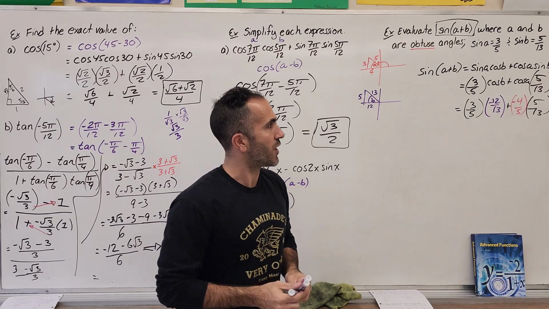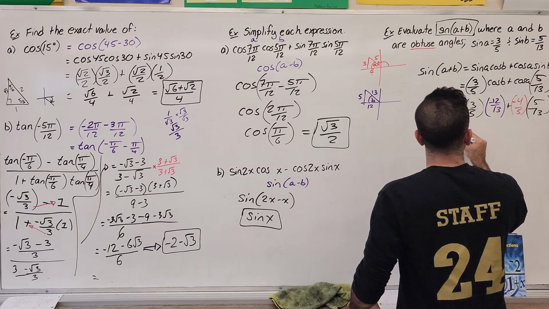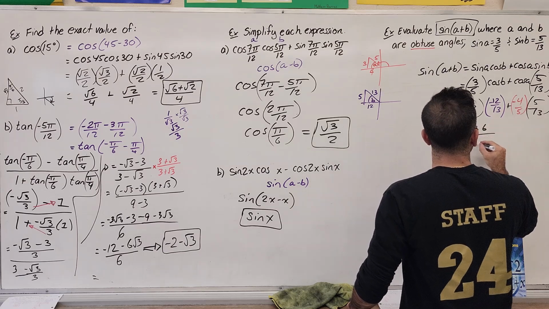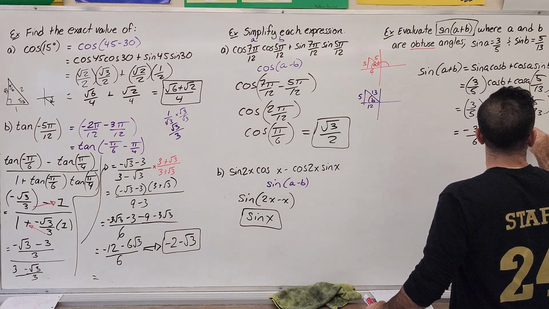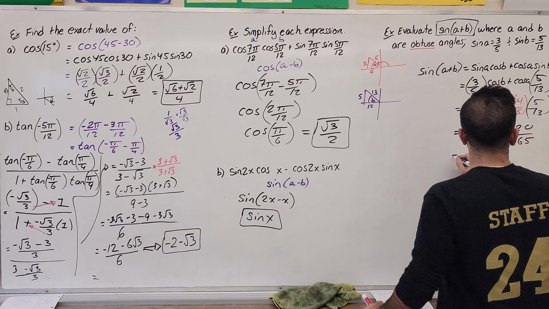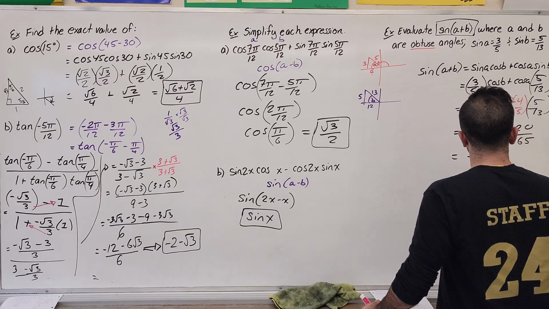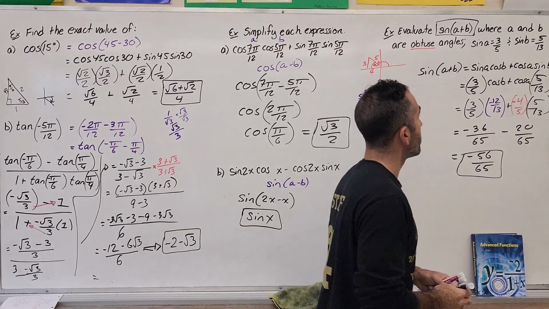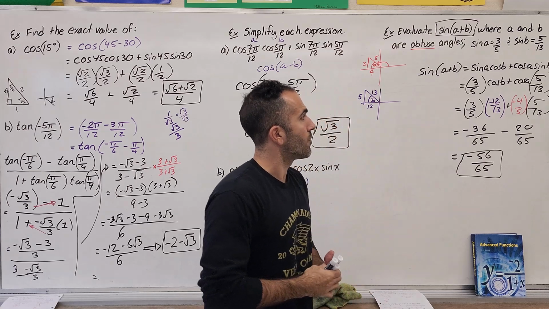Okay, now the rest is just simplification. 3 times negative 12 is negative 36 over 65, minus 20 over 65, and this reduces to negative 56 over 65. Done.